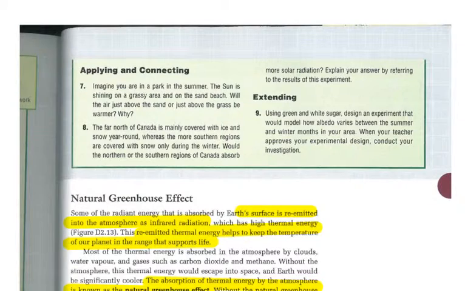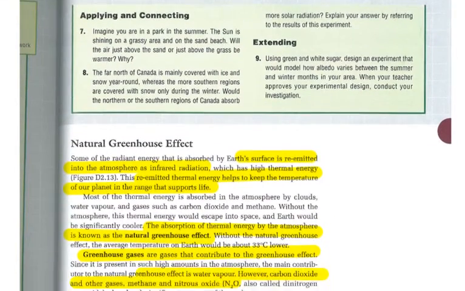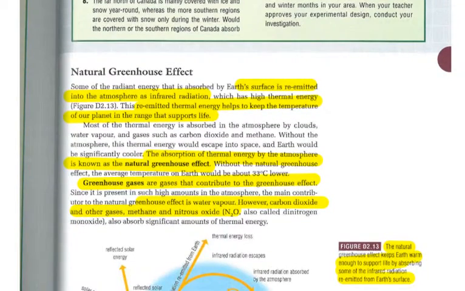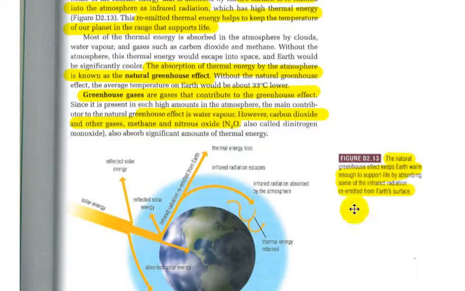All right, we'll keep on going to here. Look at the natural greenhouse effect, and that'll lead us to the greenhouse lab that we're going to be doing. Natural greenhouse effect: some of the radiant energy that is absorbed by the Earth's surface is re-emitted into the atmosphere as infrared radiation, which has high thermal energy. This re-emitted thermal energy keeps the temperature of our planet in a range that supports life. Most of the thermal energy is absorbed in the atmosphere by clouds, water vapor, and gases such as carbon dioxide and methane. Without the atmosphere, the thermal energy would simply escape and the Earth would be cooler. So again, those gases act like a blanket, keeping that energy in close to the Earth, keeping us warm.